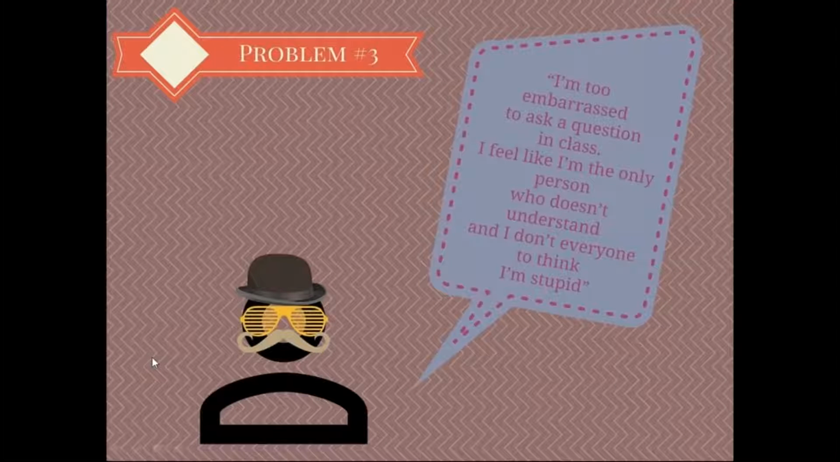All right, problem 3. "I'm too embarrassed to ask a question in class. I feel like I'm the only person who doesn't understand, and I don't want everyone to think I'm stupid." So one student might not understand something, but they don't want to ask the question because since no one else is asking, they think they're the only ones that don't understand, and especially with adolescent students, what their peers think of them is really important. So how would you handle a problem like this using some of these ideas of learner training that we've talked about? Yeah, classic with adult students too, that's true.